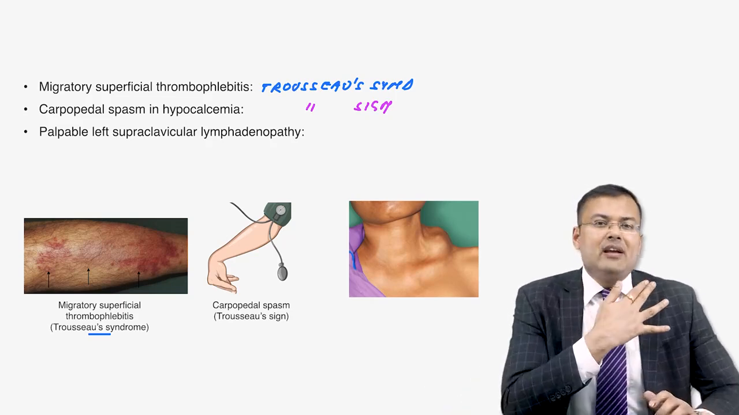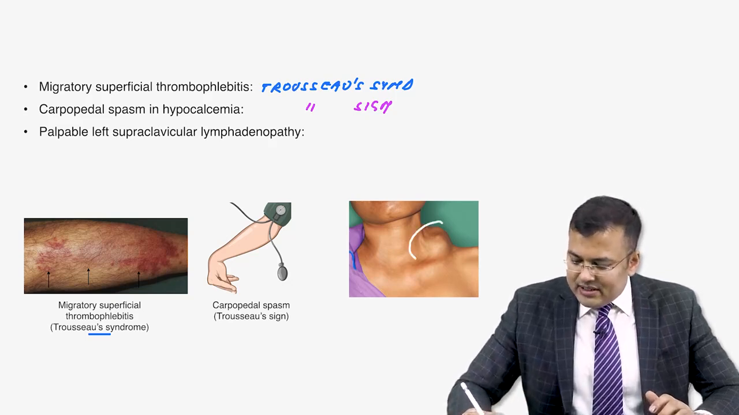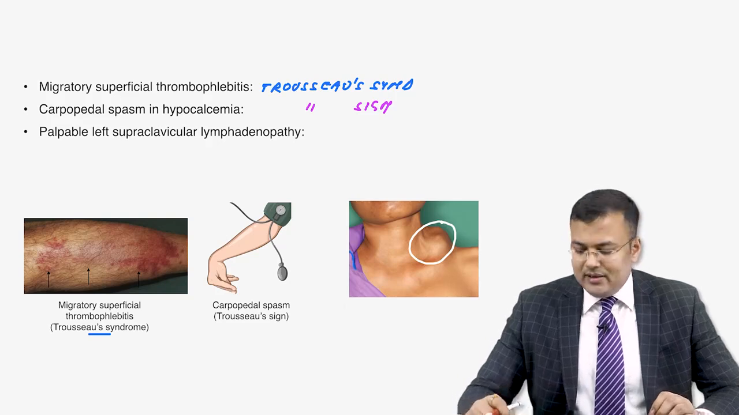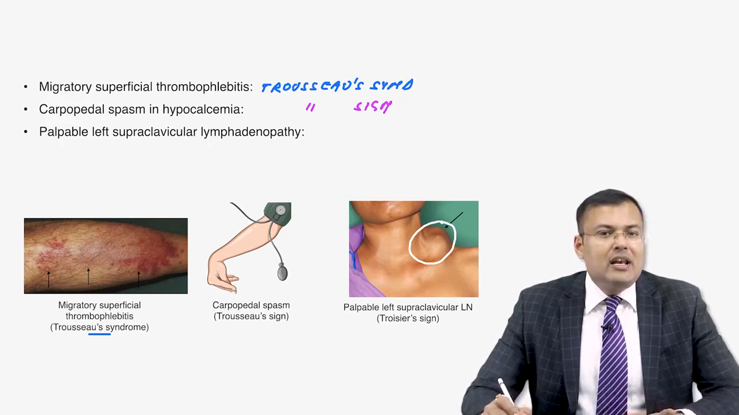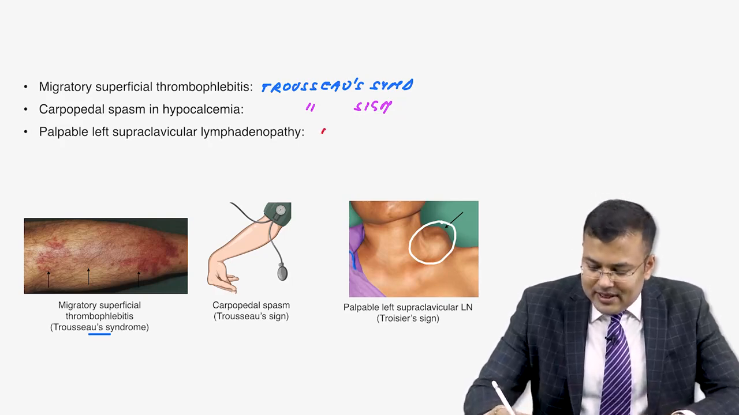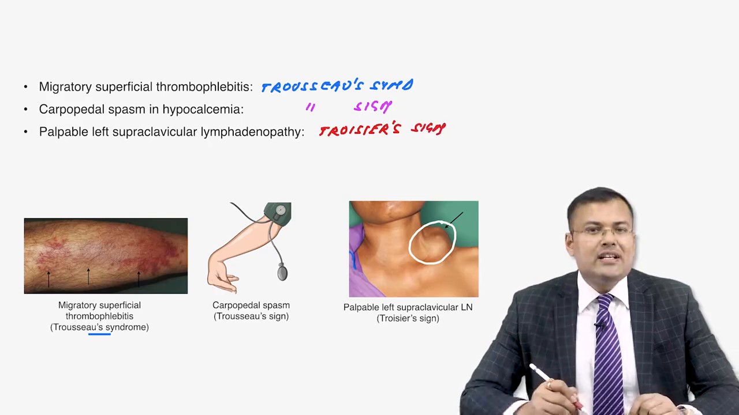And a similar term is there. Some patients are having left supraclavicular lymphadenopathy. In this image, you can notice the patient is having this left supraclavicular lymphadenopathy, and this is known as what? Troisier sign. So palpable left supraclavicular lymphadenopathy is Troisier sign.